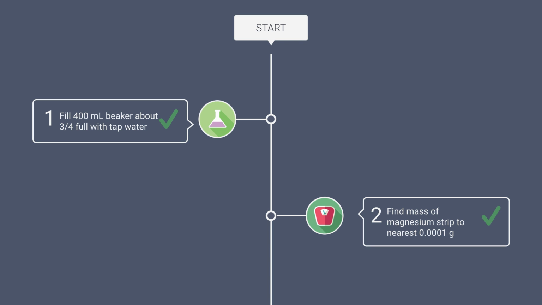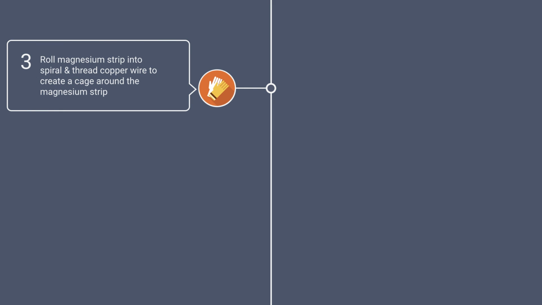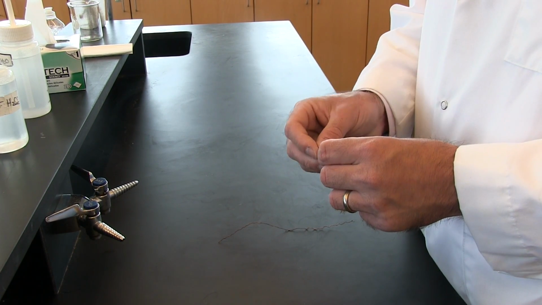So our next step is where people start to get a little confused. Fortunately, we can watch each step on the video, so if the written instructions are confusing, don't worry. That's what the video is for. Step 3 says to roll the magnesium into a spiral and use a copper wire to create a cage around the magnesium. What does that mean? We'll show you. So here we go.